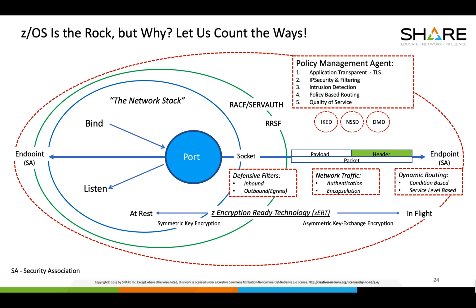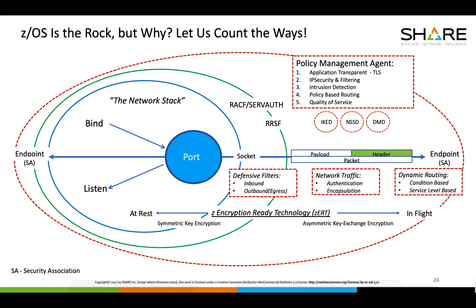It provides additional daemons to assist it: the Internet Key Exchange Daemon, IKED, the Network Security Services Daemon, NSSD, and the Defense Manager Daemon, DMD. Collectively, what these can do for you is provide defense filters that protect both inbound and outbound, sometimes called egress, filtering, that can prevent traffic from entering our environment or from exiting our environment.